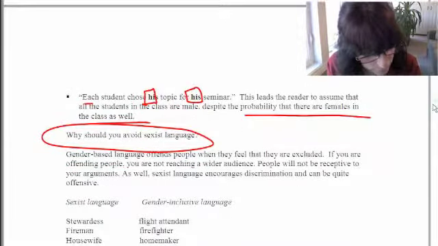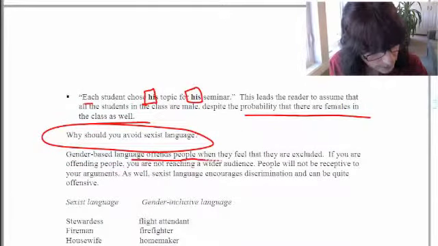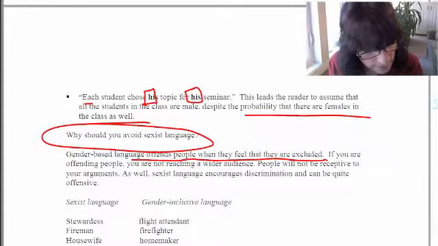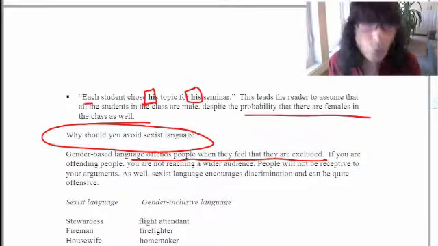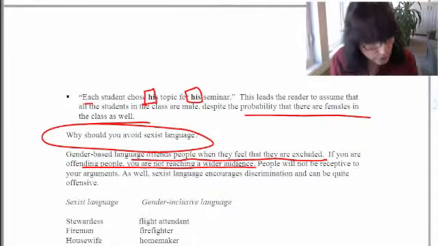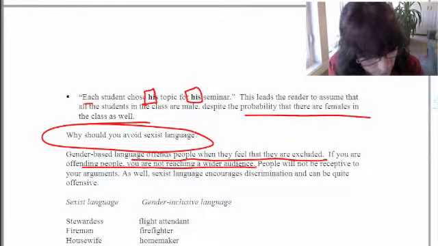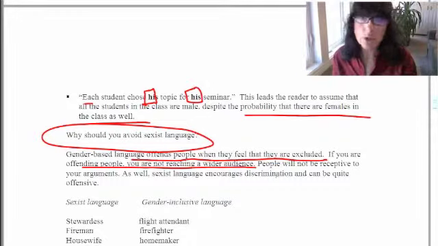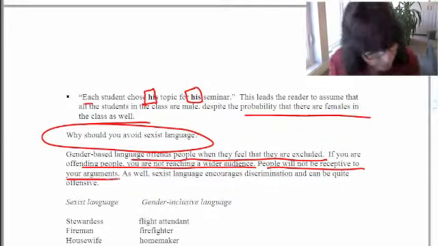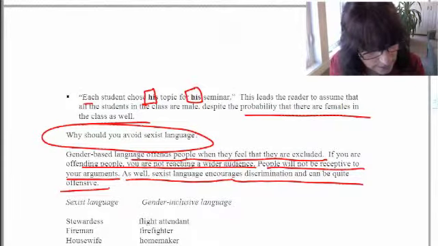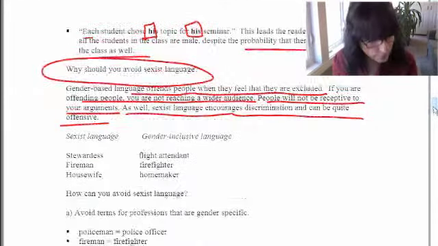And why should you avoid sexist language? Well, let's look at reasons. Gender-based language offends people when they feel that they're being excluded. You want to be all-inclusive in your writing. If you're offending people, you're not reaching out to an audience. People are shutting down right away. People won't be receptive to your arguments if you are writing using sexist language, gender-based language. And sexist language also encourages discrimination, and it can be quite offensive.